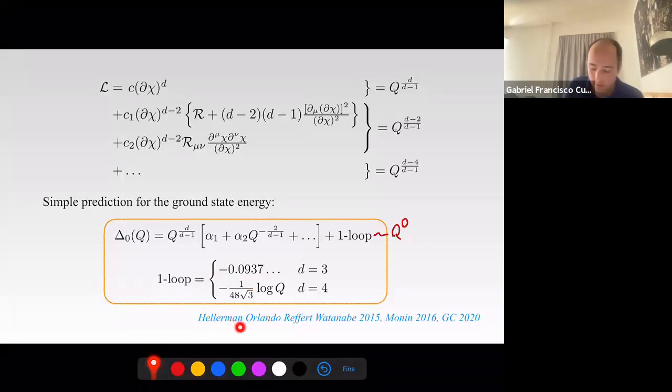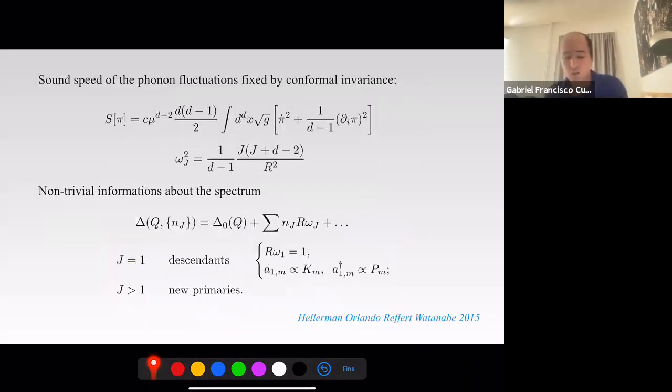And again, most of what I'm saying here just comes from this paper by Hellerman, or some extension here and here. But okay, you might say this is a subleading prediction, you might say it's boring. So let's look at something perhaps more interesting.